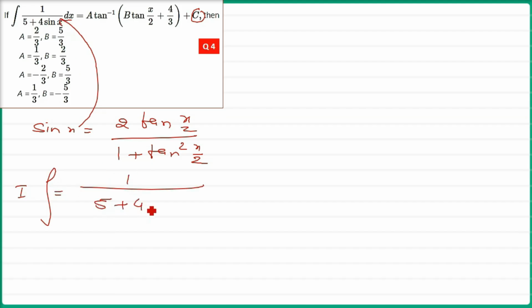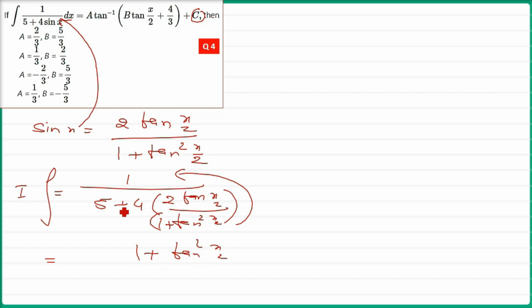1 by 5 plus 4, in place of sin x I am writing 2 tan x by 2 divided by 1 plus tan square x by 2. So just there's a slight mistake, you can correct. Now this 1 plus tan square x by 2 will go up. Denominator will be 5 into 1 plus tan square x by 2, that will give you 5 plus 5 tan square x by 2.